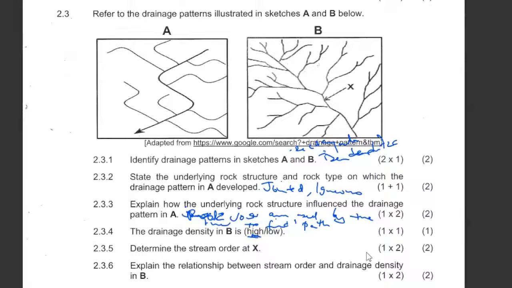Determine the stream order. For this one, you can see 1, 1, 2, 1, 1, 2, 1. So 2 is meeting with 2 to form 3. Then 3 is meeting with 3, and 3 and 3 make 4. So here is stream order 4.